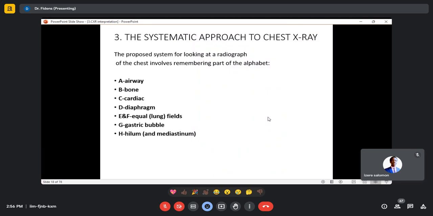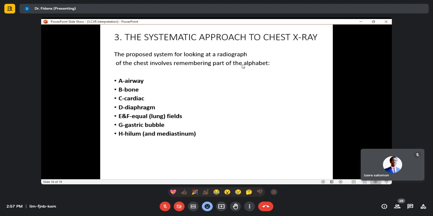So there are different methods you can read in books for reading a chest radiograph. I want you to know even this one, but at the end, what we'll be using in practical, I will give you another one, very simple. But let me go into details about this one.